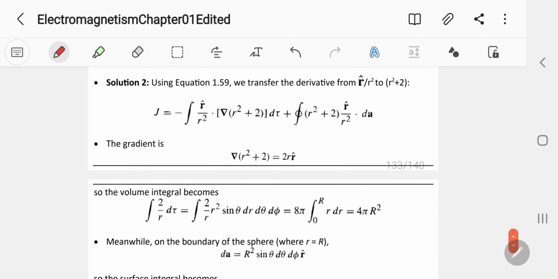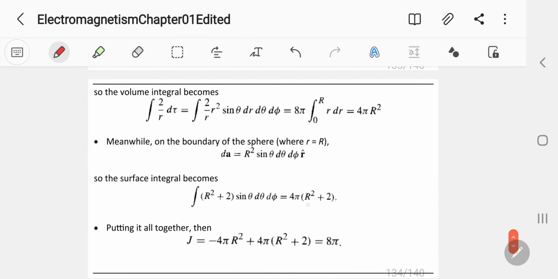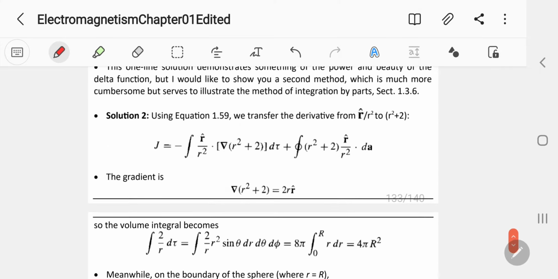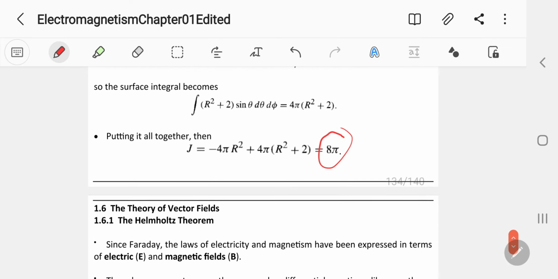But of course you will get the same answer. That's of course longer than using the Dirac delta function. So you still get the same answer here, 8 pi. So in this example, you have to explain in the assessment form.